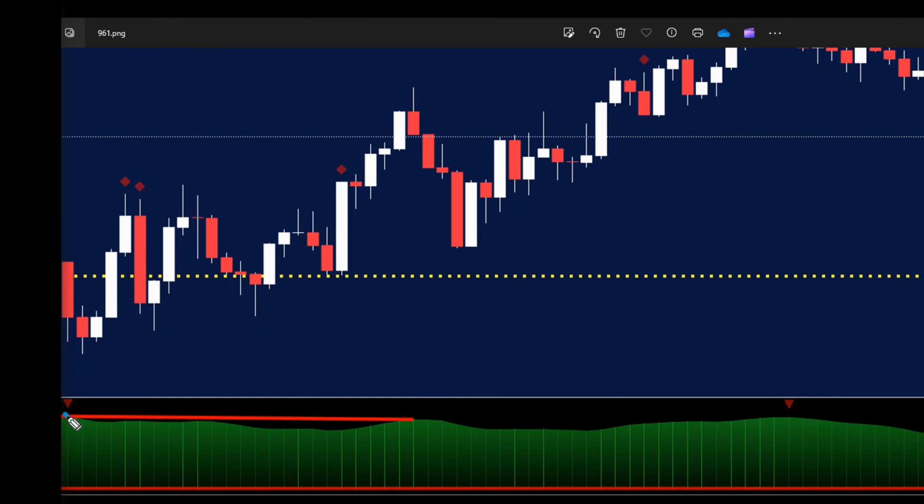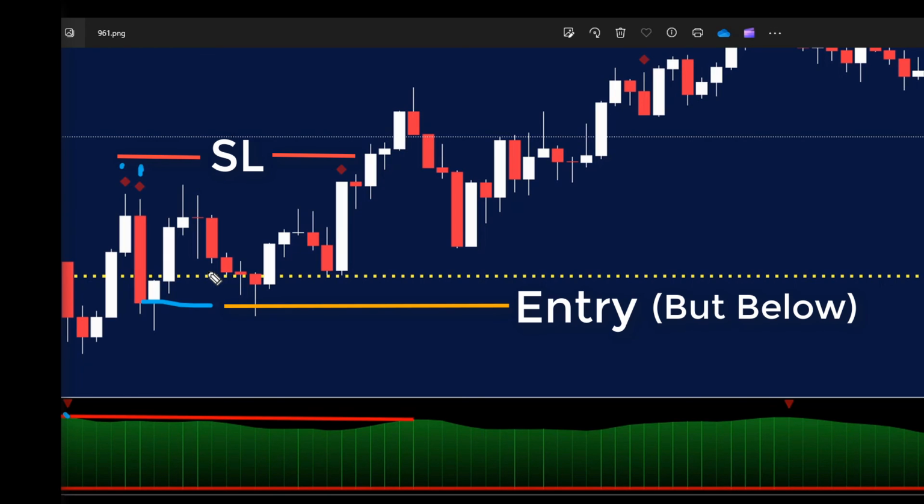Moving down to the 3-minute chart. So first point with the arrow, 2, 3, 4, 5, and 6. Here's our third point. We're going short, but it's below the line. So even on the 3-minute, we end up taking a loss.